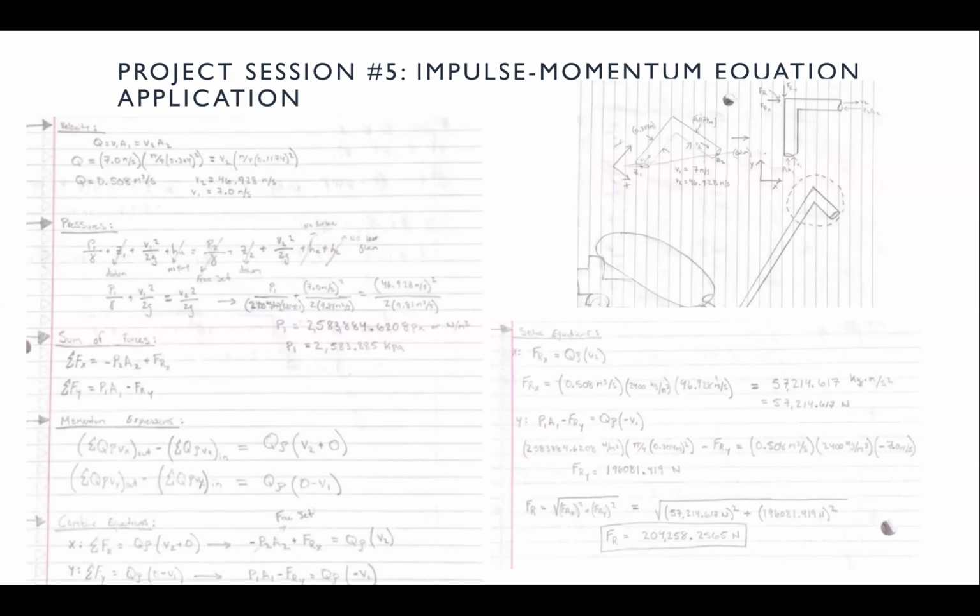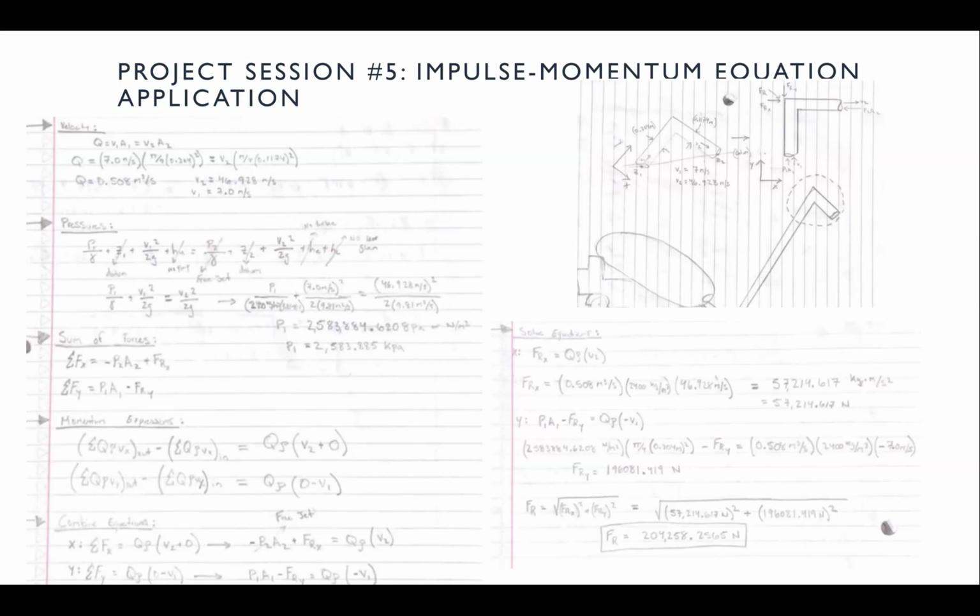We just needed to find the resistance force in the x and y direction acting on the bend. We started by finding P1 using the Bernoulli's equation, and because we used equal lengths on each side of the bend, the z values canceled out, making the equation easier.